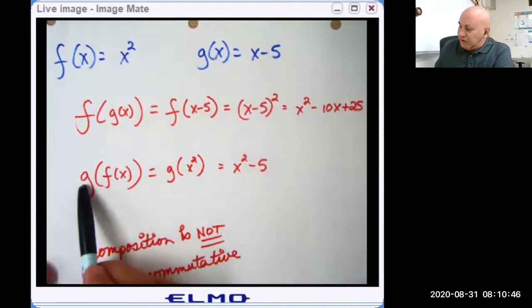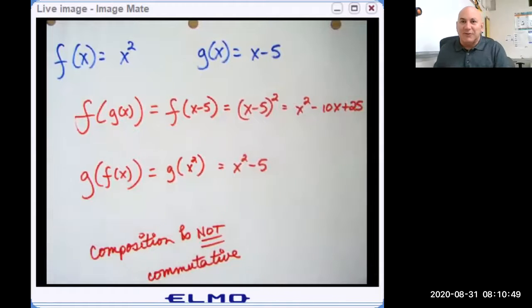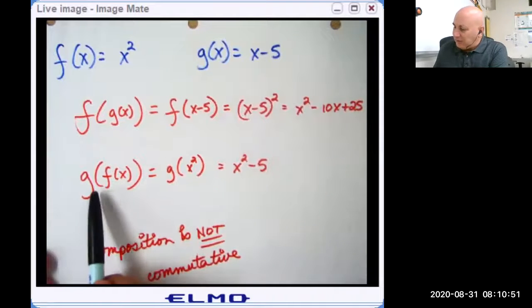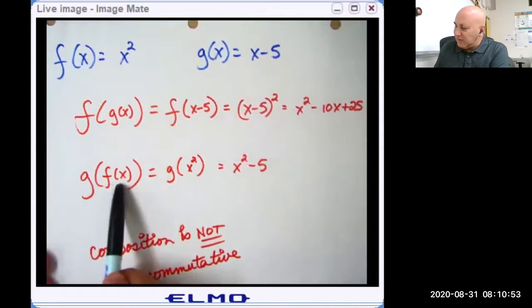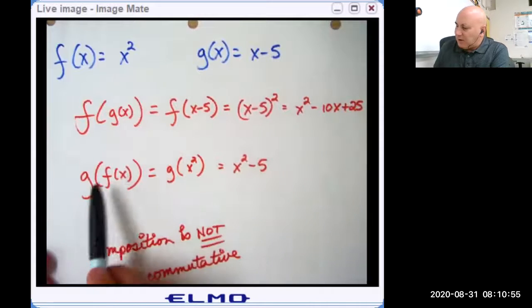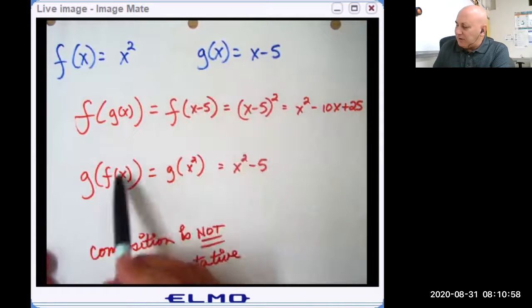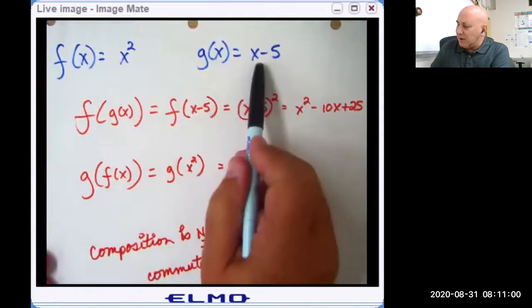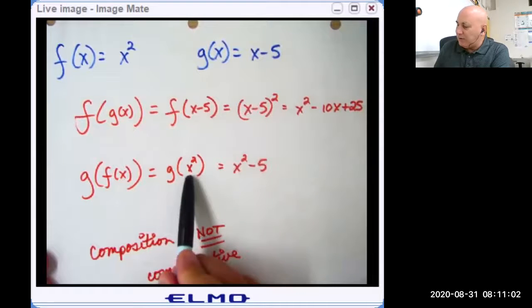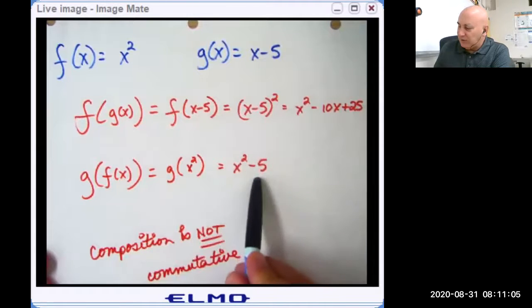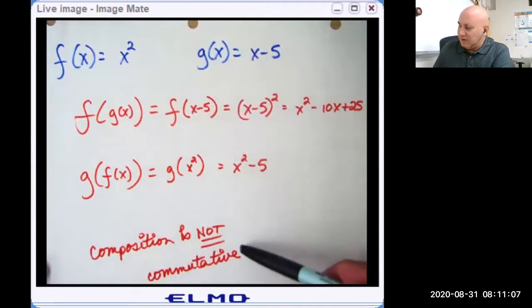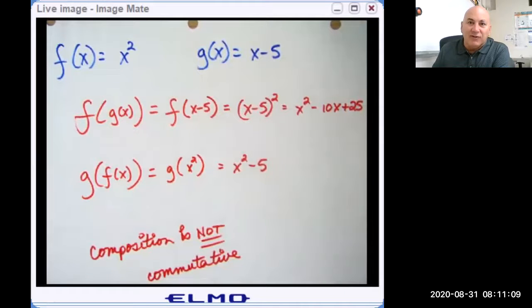Now, if we take g of f of x, so we kind of swap the functions around a bit, the input of g is f of x, which is x squared. Now, g says take whatever's inside the parentheses and subtract 5 from it. Well, x squared is what's inside the parentheses. So we're going to subtract 5 from it. Clearly, composition of functions is not commutative. f of g is not the same as g of f. Boy, don't make that mistake.